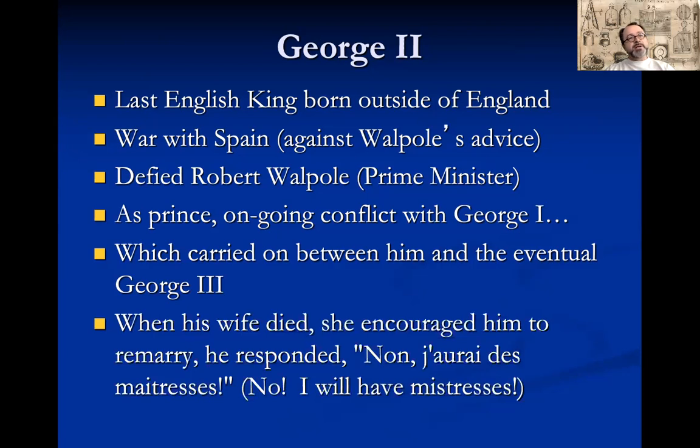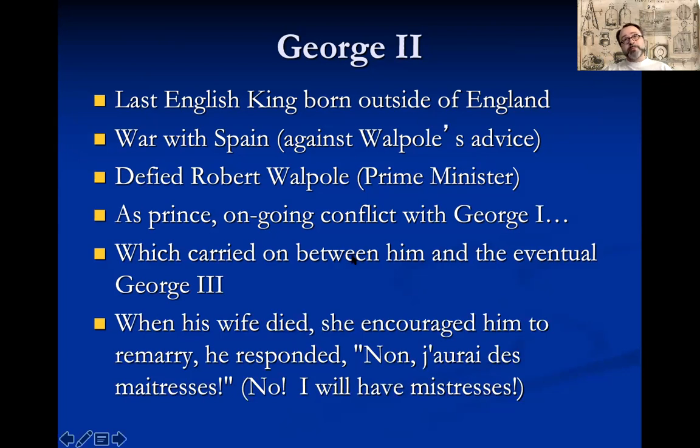And he responded, and it's written in French here, I can't pronounce it correctly, "non, j'aurai de maîtresse." No, I'm not going to get married. I'm going to have mistresses, right? What a nice thing to tell your wife on her deathbed, right? Jeez. So he's kind of a jerk. George II is kind of a jerk.